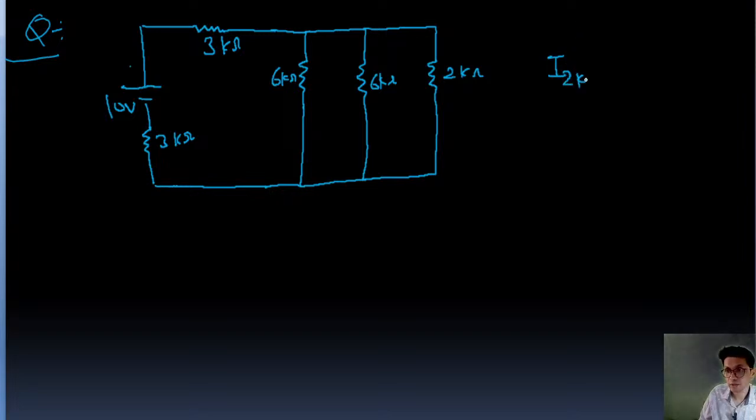Okay, current through 2 kilo ohm. Okay, that's what we need to find out. Okay, so how we are going to solve it? We will solve it by using Thevenin theorem, right? So first step is we'll open the resistor. Okay, we'll open this circuit at this resistor. So this is going to be like this. This circuit is going to be equivalent circuit. This one.